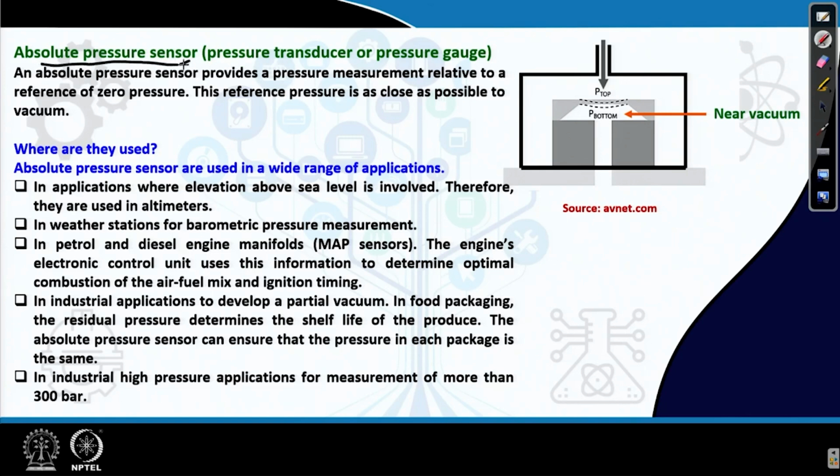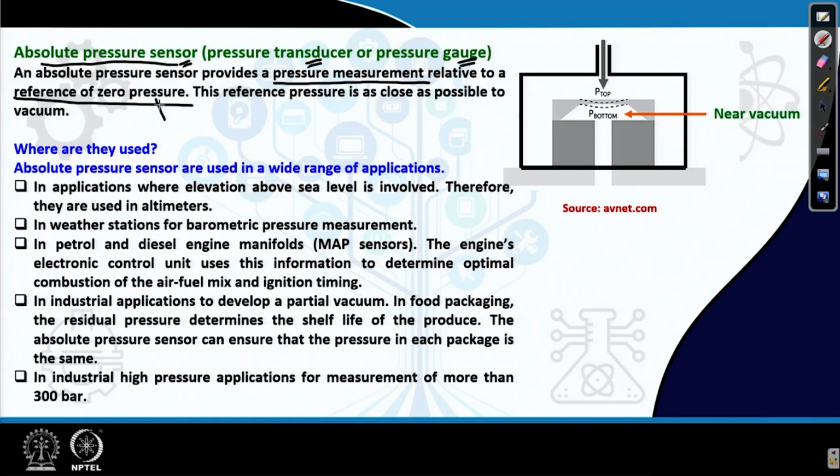The word sensor may be replaced by a transducer or a gauge. In the literature, you will see that all these terms are used when referring to a device which can measure pressure electronically. An absolute pressure sensor provides a pressure measurement relative to a reference of 0 pressure.